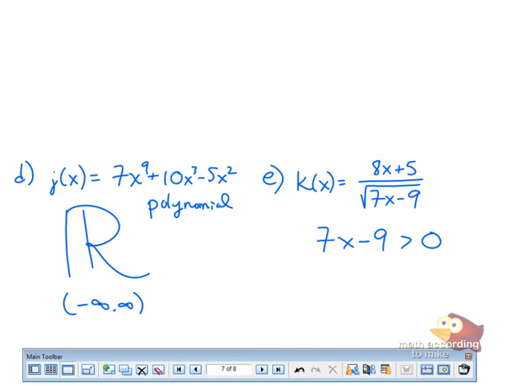So does that 8x plus 5 do anything? No. Just hangs out. It does not affect the domain. So how would we solve for x in part E? You would add 9 and? Good. So your domain is all values of x that are greater than 9/7. What is this in interval notation?